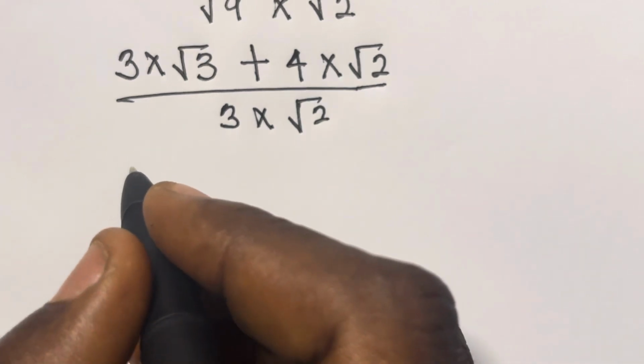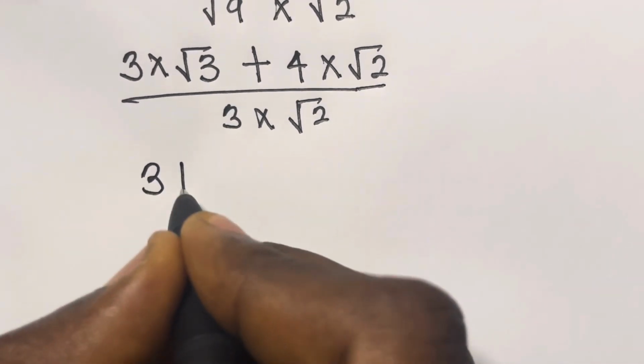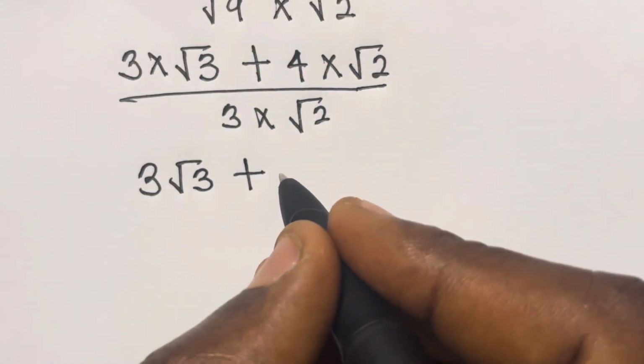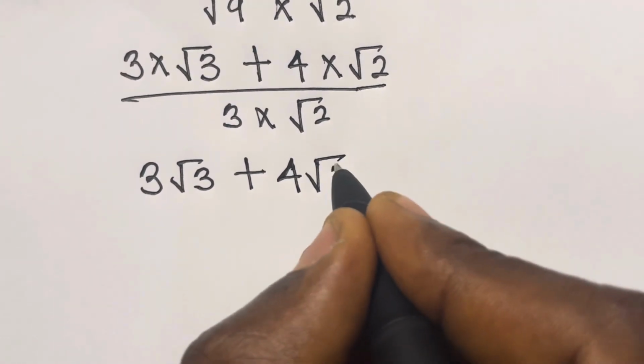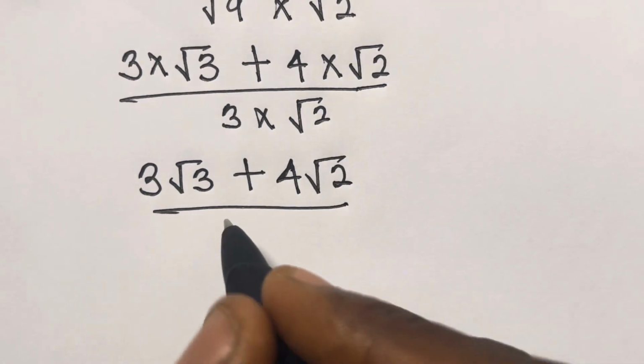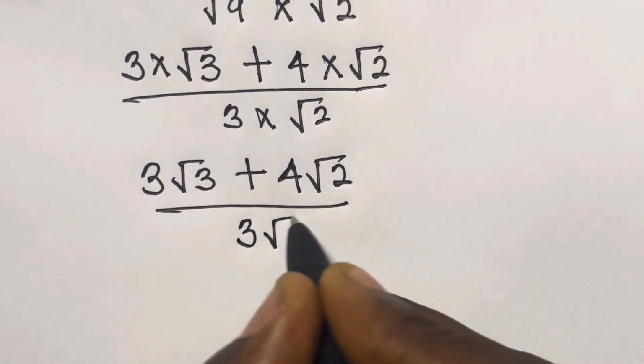3 times square root of 3, we have 3 root 3 plus 4 times square root of 2, we have 4 root 2 divided by 3 times square root of 2, we have 3 root 2.